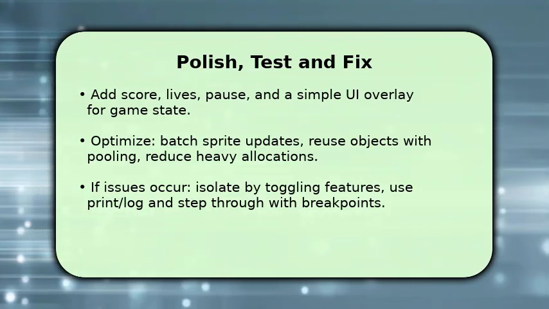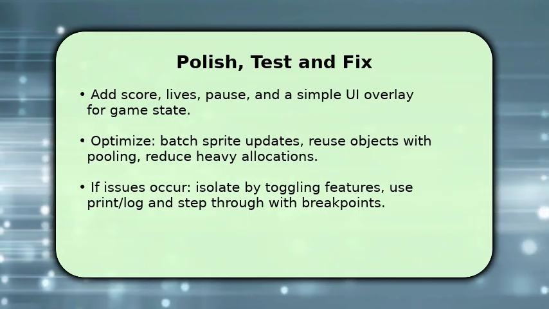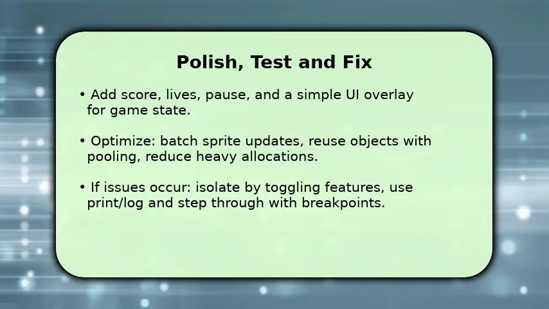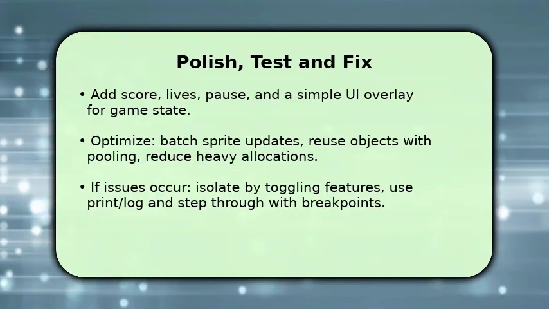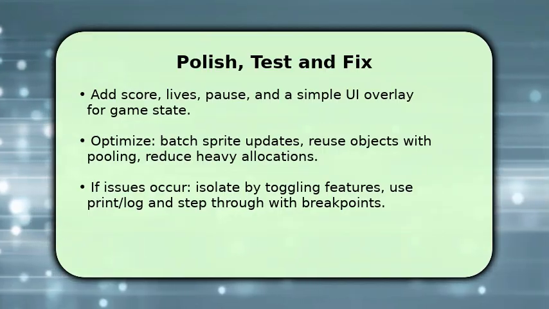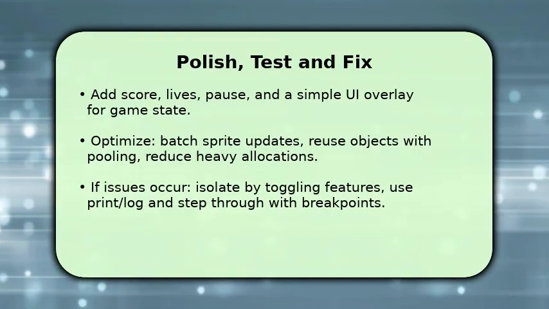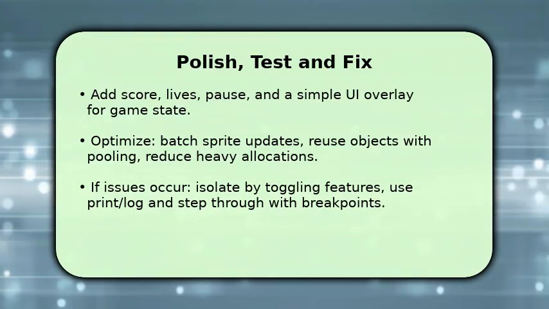If something breaks, disable recent changes, reproduce the bug in a minimal scene, and use logs and breakpoints to inspect state. Once fixed, export or share the playground file and validate asset paths before distribution.